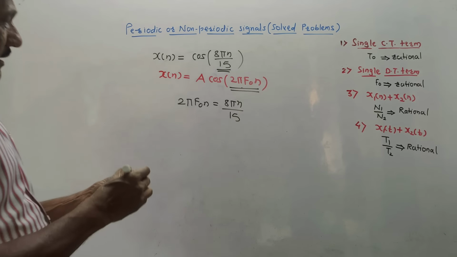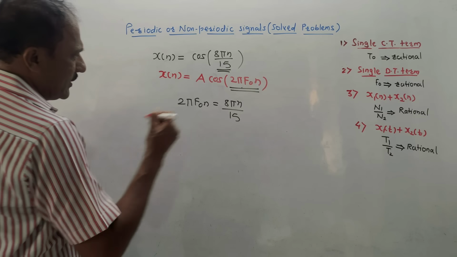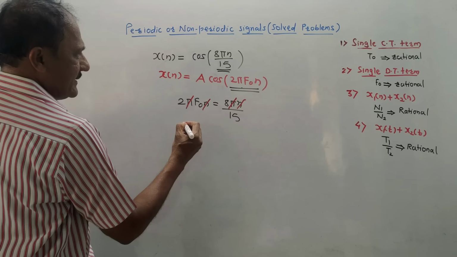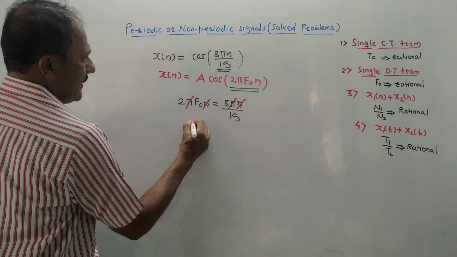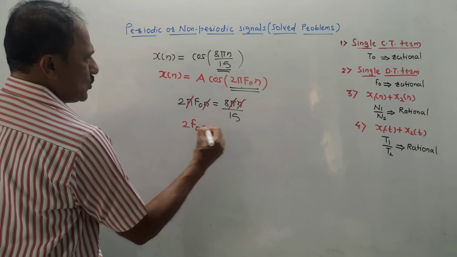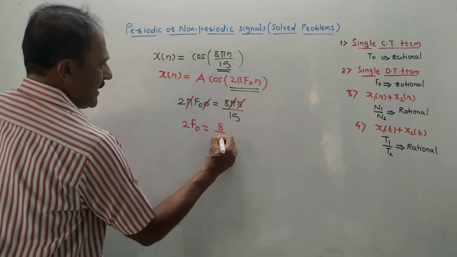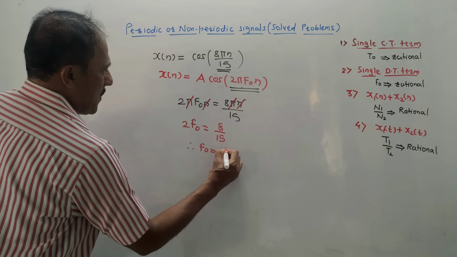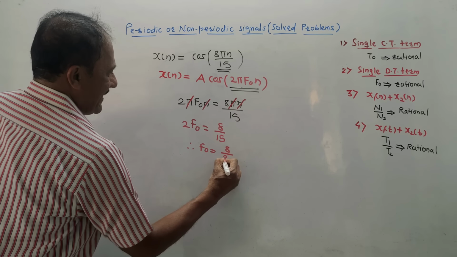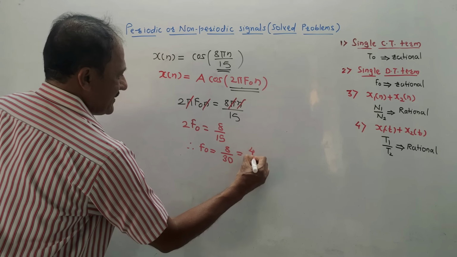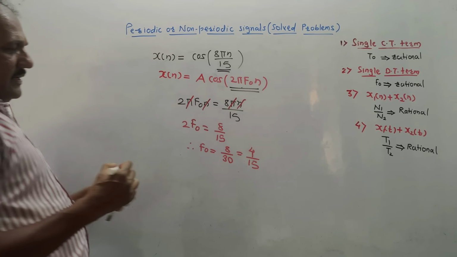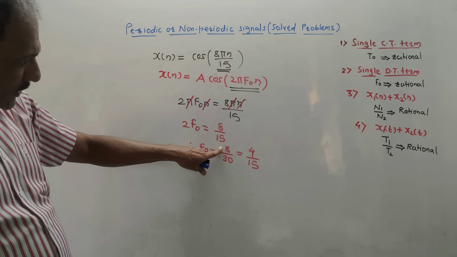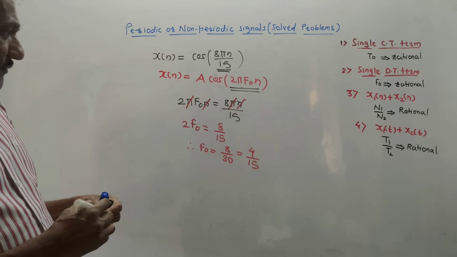Now we have to calculate f0. This pi gets cancelled, n gets cancelled. So 2 f0 is equal to 8 by 15. Therefore, f0 is equal to 8 by 30, which is the same as 4 by 15. I have just simplified it. 8 by 30, I divide numerator and denominator by 2 and I get 4 by 15.